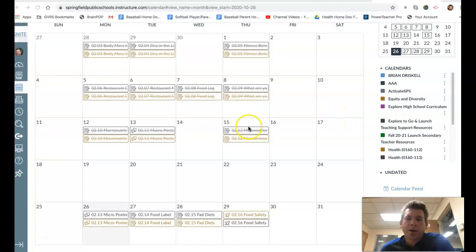Last week or a couple weeks ago, we had the micronutrients poster. That was one where you had either the minerals, the vitamins, or water, just having the poster with a description of that particular micronutrient. And then this week, you're actually taking that poster, you're going to add it to a post where you're going to answer some questions in the assignment here.